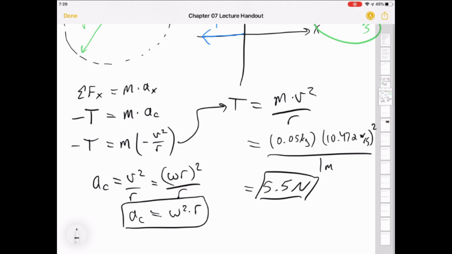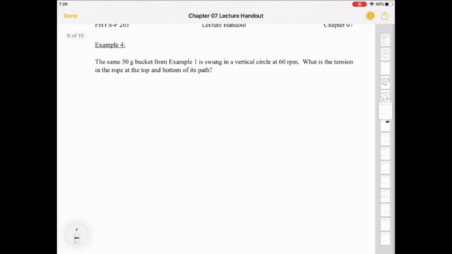Okay, great. So you have a bucket on a string. What's the next thing you're going to do with it? Well, you're going to swing it in a vertical circle, right? So instead of swinging it around you, you're going to swing it up and down. That's example 4. Take that same bucket, and now we're going to swing it in a vertical circle at a different rate.